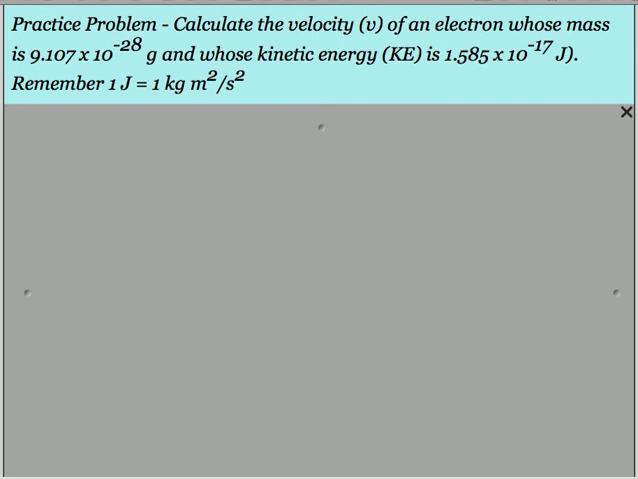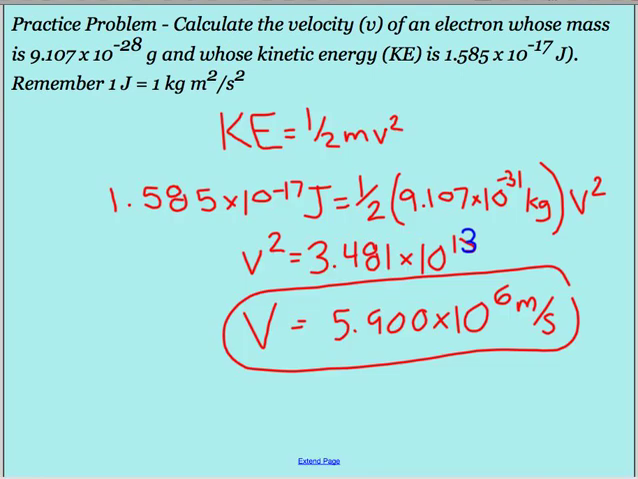So we have an electron here, and we're solving for its velocity. We know that every electron has a mass of 9.107 times 10 to the negative 28 grams, and we know its kinetic energy. Remember, kinetic energy equals 1/2 mv squared, and when we cancel everything out, we will get our speed in meters per second. So all I did is I have my kinetic energy equation, 1/2 mv squared. They gave me my joules. That's going to equal 1/2 the mass of my electron.